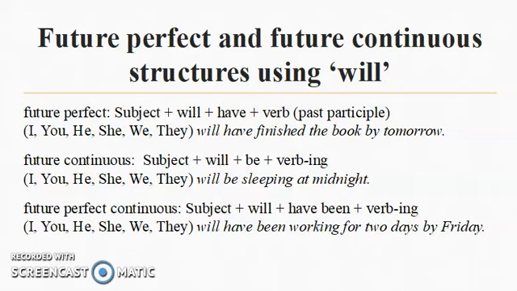Future perfect continuous is very similar to the last one. You still have the subject, will, but it's now have been. Then the verb with an ing ending. They will have been working for 2 days by Friday.